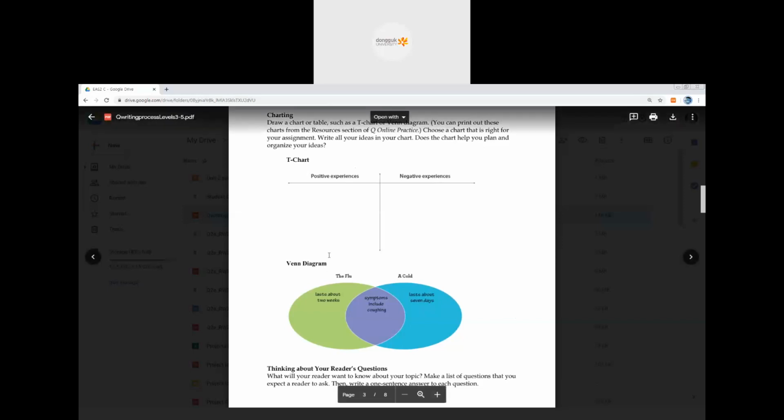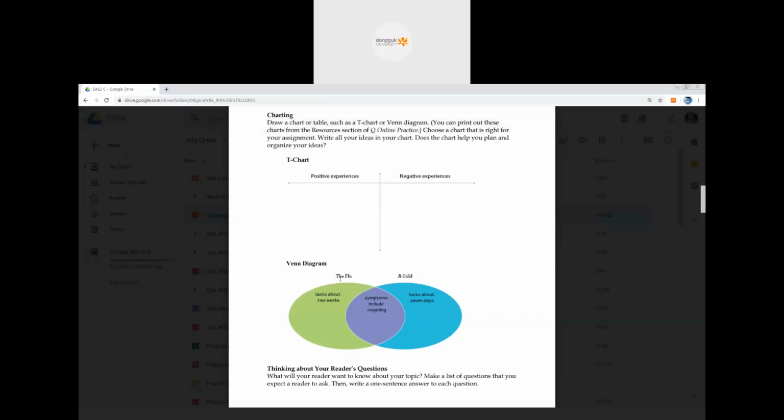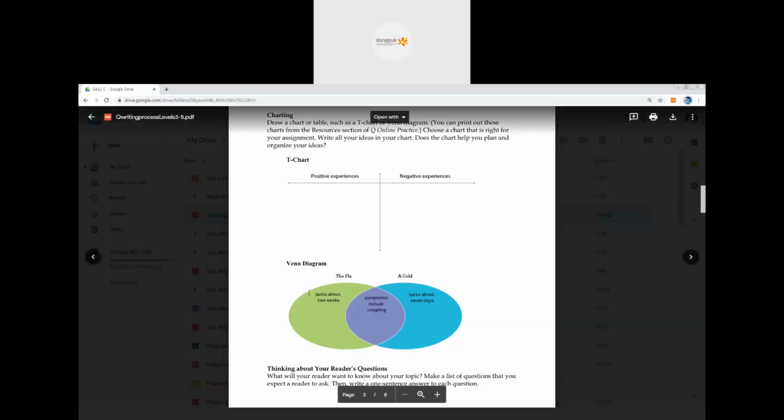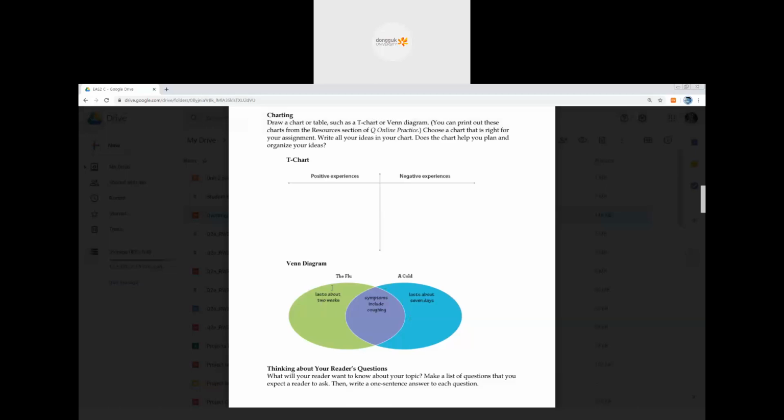Also, you guys can create a Venn diagram. Here you would usually do this with a comparison or contrast essay. Here they're comparing and contrasting the flu to a cold, which is also very relevant these days with COVID-19. So anyways, with the diagram, they've got how the flu is different from a cold.